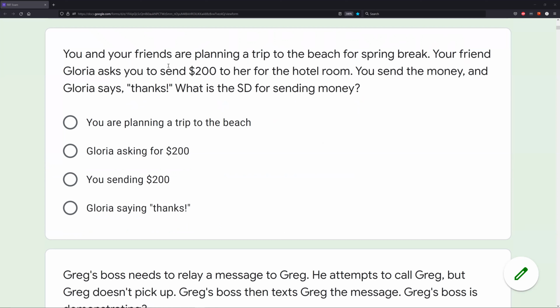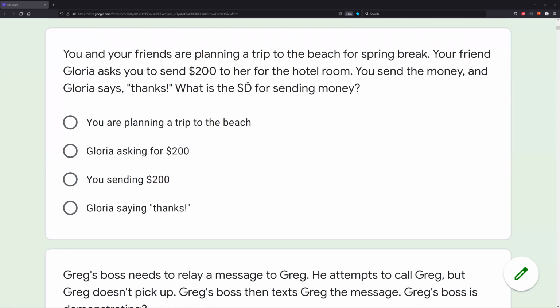If we go back, we start with friends planning a trip to spring break. Your friend Gloria asked you to send $200 to her for the hotel room. You then send the money. Pretty clear what the SD is. It's Gloria asking you to send $200 to her for the hotel room.